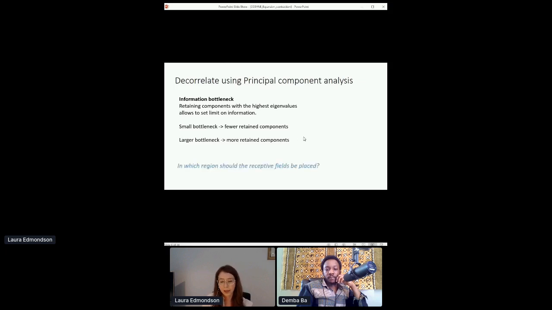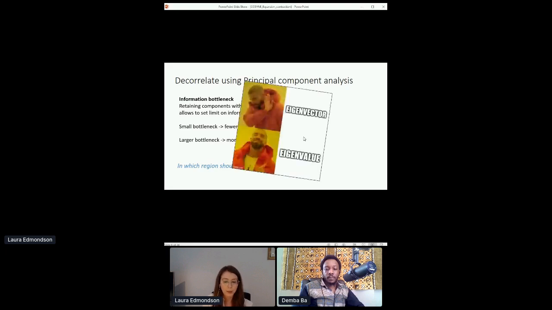So normally in these efficient coding models, you ask questions about what the receptive fields look like. But in our case, we're instead going to ask, how should the receptive fields be placed? So if we have many regions, how should we allocate our receptive fields? Which region should we put them in? So in order to do this, we actually don't need to think about the eigenvectors. We only need to consider the eigenvalues.